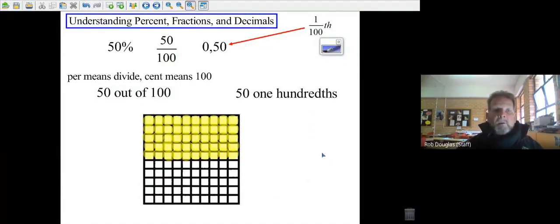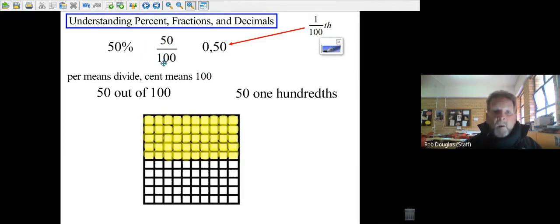Okay, today we're going to try and understand percent, fractions, and decimals. The first part here says 50%. Well, percent actually means something. Per means divide, cent means 100. So it actually means 50 per, or over, 100.